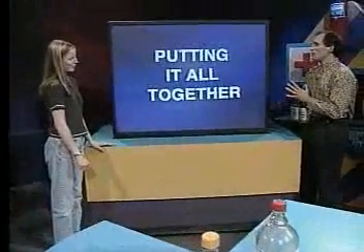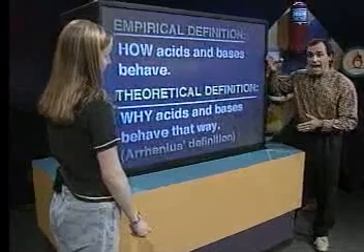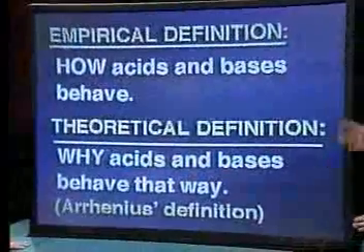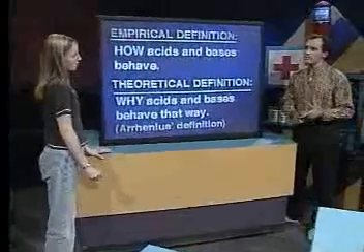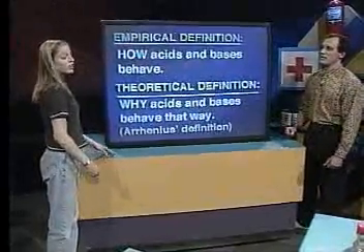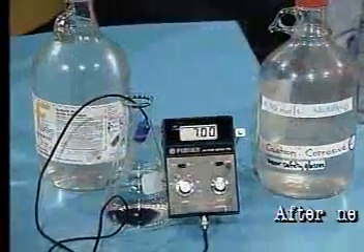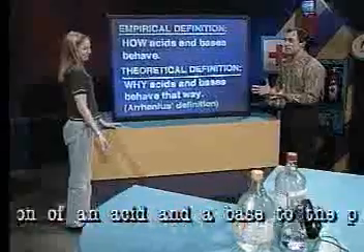Allison, what's the main difference between the empirical definition of acids and bases and the Arrhenius definition of acids and bases? Well, the empirical definition explains to us how the acids and bases behave, and the Arrhenius definition tells us why they behave the way they do. Great. It's like the difference between how and why. Good. Give an example, Allison. The empirical definition tells us that acid solutions neutralize base solutions, right? Right. Okay. How do we know that's true? Well, after neutralization, the pH is 7. Good. Now, why is that true? Well, the empirical definition doesn't really tell us, does it?